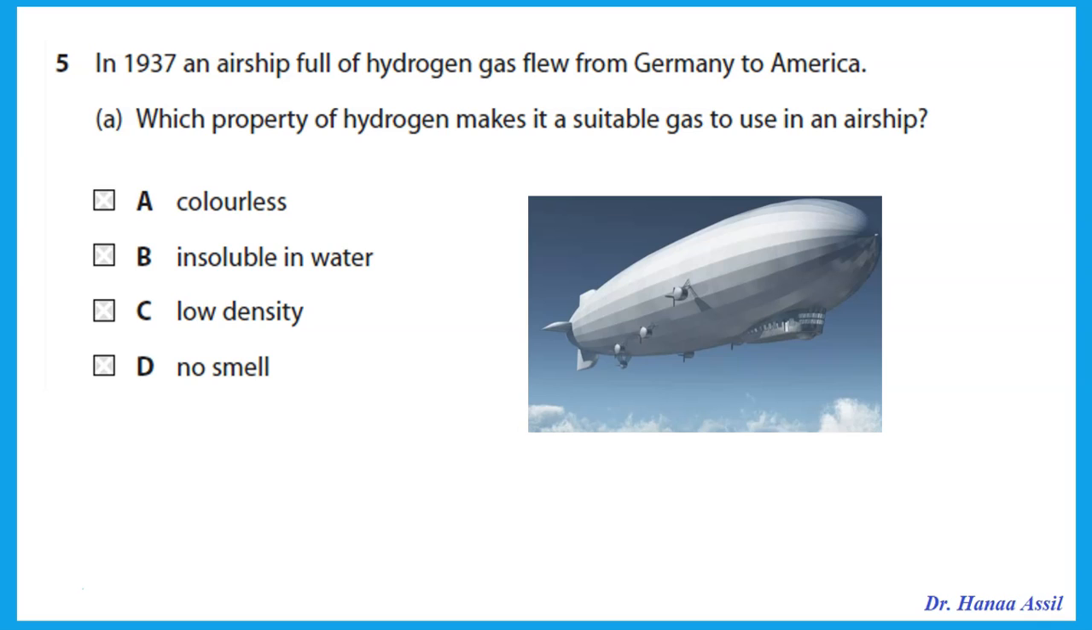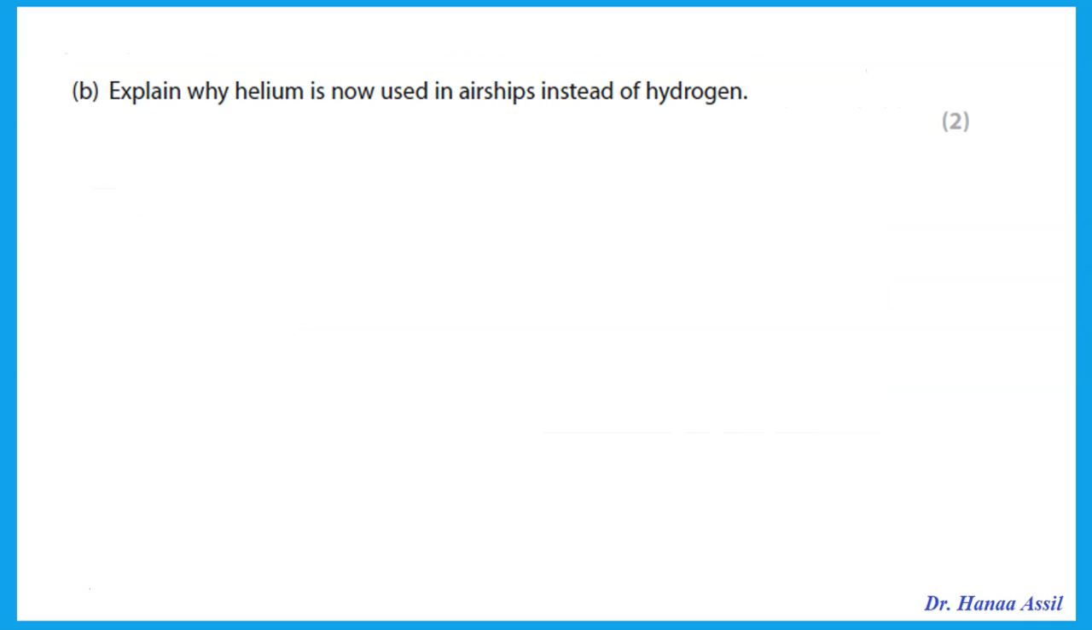Remember that the gas we use should be what? It should be a gas that has low density so that it can go up in the air. So we can use hydrogen because it has lower density than air. But then he says, explain why helium is now used in airships instead of hydrogen.